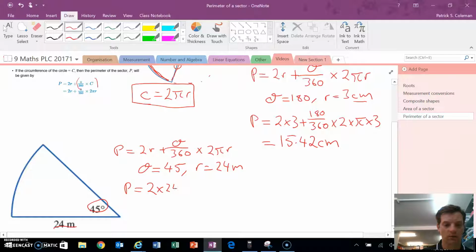2 times by 24 plus theta, which is 45 over 360 times by 2 times by pi times by r, which is 24. And the value we get for that is 66.85, 2 decimal places, a unit of measure being meters.